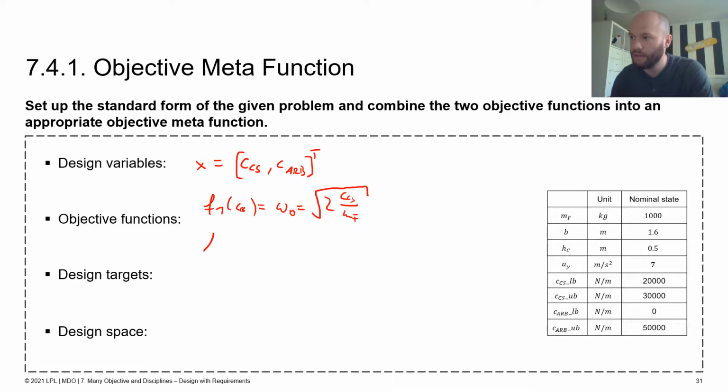And secondly, we have the lateral acceleration, which is based on both stiffnesses. So here both stiffnesses, and then we can again just use the formula of the page before. So this is equivalent to this equation. And you can also add up both stiffnesses here.